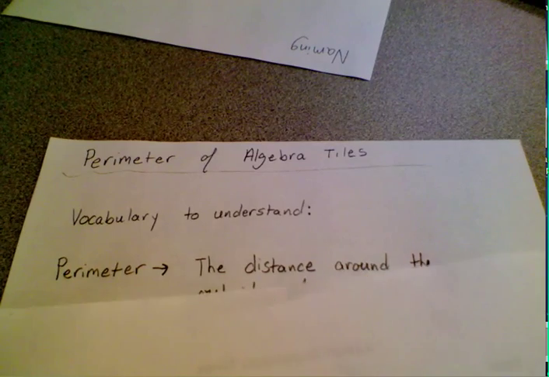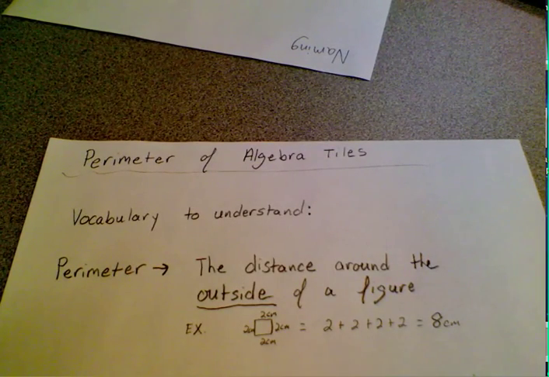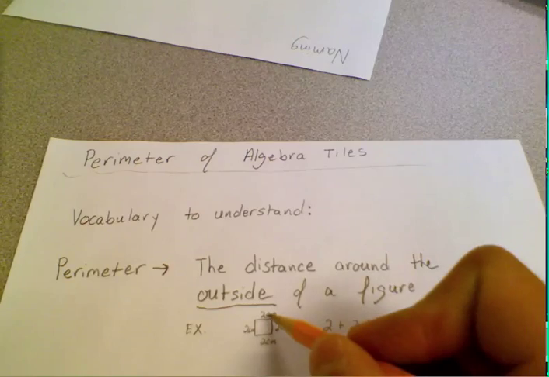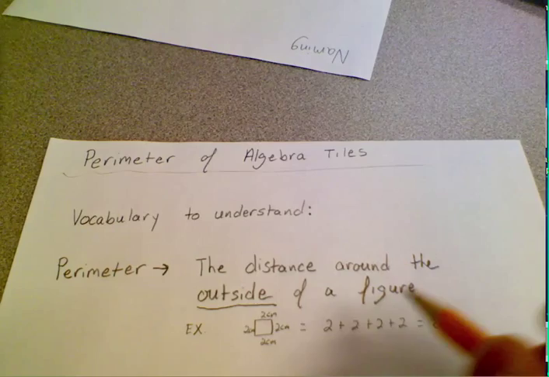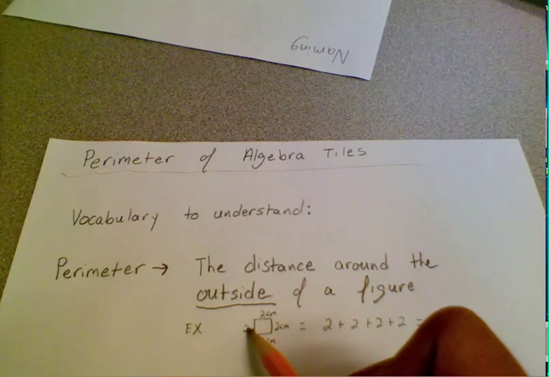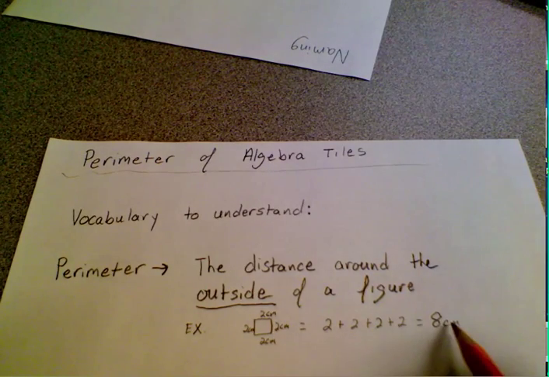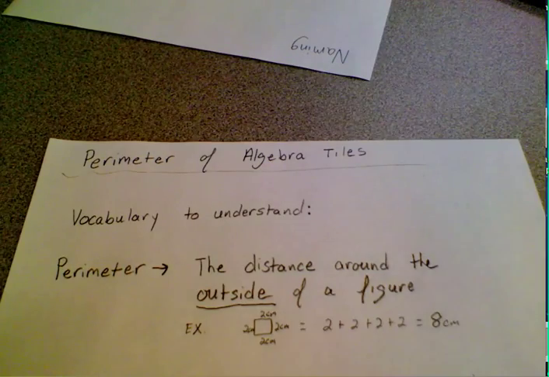So if I were to give you an example of a square, and each side of the square is 2 centimeters long, to find the perimeter, all I'm simply going to do is add up the distance around the square. So 2 plus 2 plus 2 plus 2 is 8.